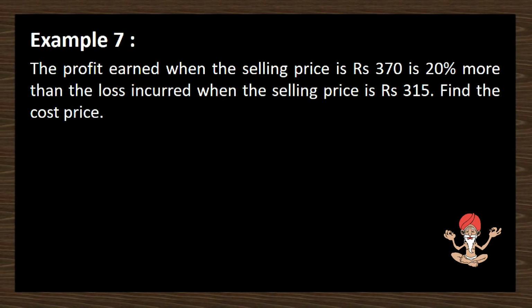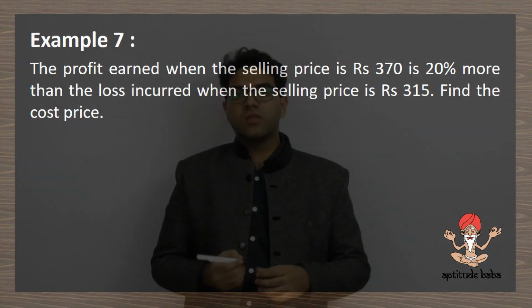The profit earned when the selling price is rupees 370 is 20% more than the loss incurred when the selling price is rupees 315. Find the cost price. इस क्वेश्चन में मेरे पास एक एंटिटी है या एक ऑब्जेक्ट है जिसको जब मैं 370 रुपये पे बेचता हूँ तो कुछ प्रॉफिट होता है, और जब 315 रुपये पे बेचता हूँ तो कुछ लॉस होता है. जो मेरा प्रॉफिट है वो मेरे लॉस से 20% ज़्यादा है. मुझे कॉस्ट प्राइस डिटर्मिन करना है.